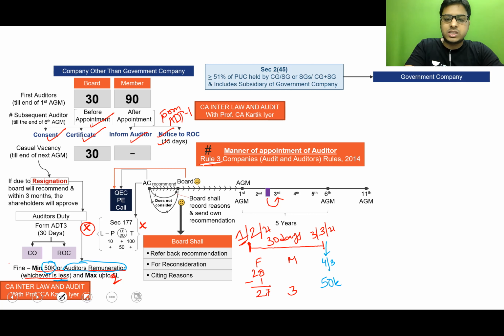So from 5th of March onwards till 17th of May, he has not submitted the form. The 17th of May becomes the submission date. Let's say the form is given on this date. So we have to calculate these days, from 5th of March to 17th of May.